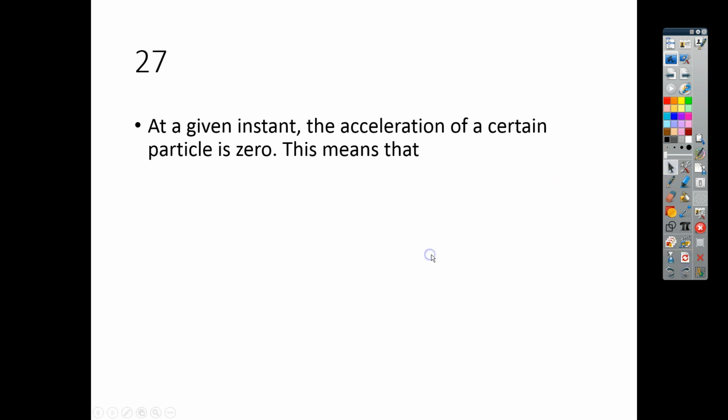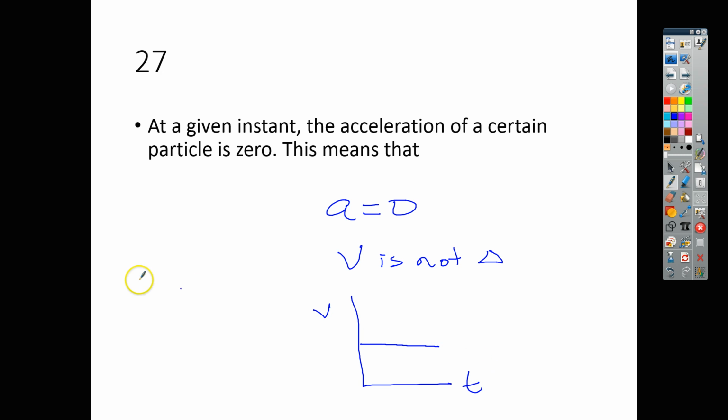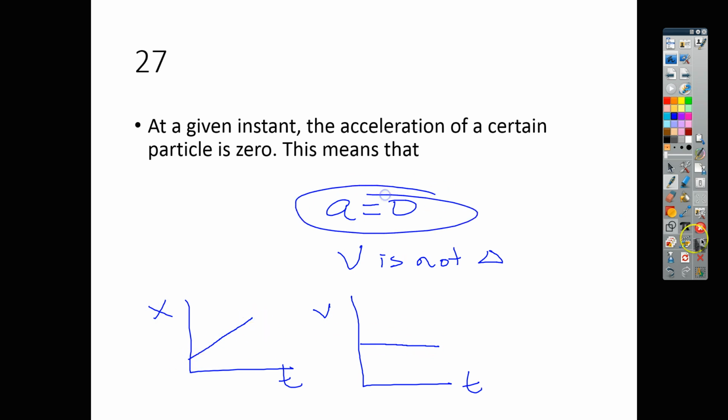For number 27, at a given instant, the acceleration of a certain particle is 0. So we know that a is equal to 0. That also means that the velocity is not changing. So here we would have velocity versus time, and our velocity cannot change. It would be just a straight line. For position versus time, this would look like a straight line on the position versus time. So our velocity is constant, and therefore we don't have any acceleration at all.